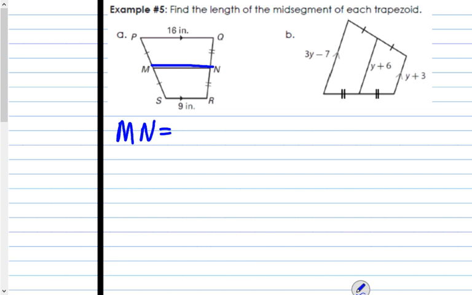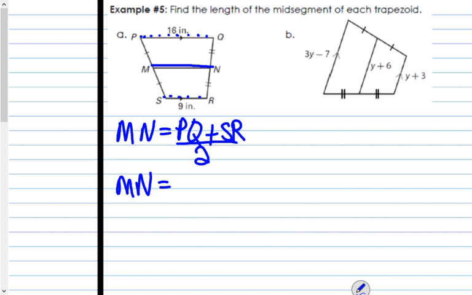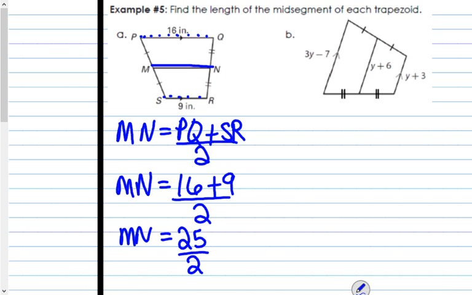MN is equal to PQ plus SR divided by 2. MN is equal to PQ, which is 16, plus SR, which is 9, divided by 2. MN is equal to 25 over 2, or you could make it 12.5 if you were working this out on a calculator. So it's equal to the sum of 16 plus 9 divided by 2. And we will do example 5B in class together.